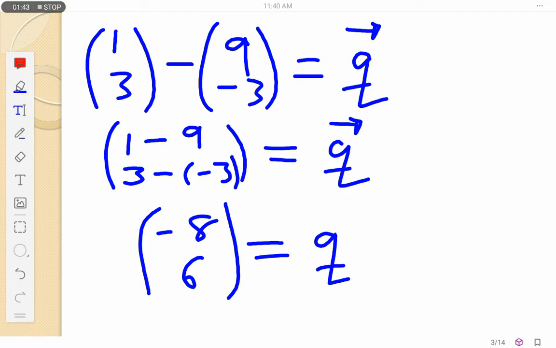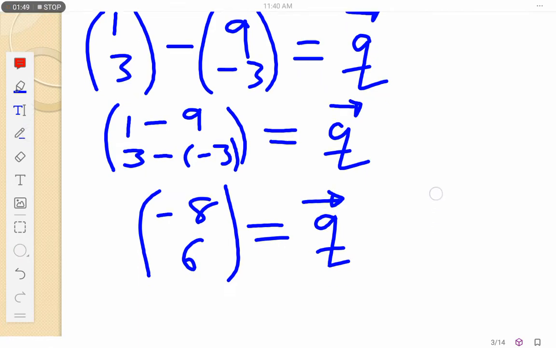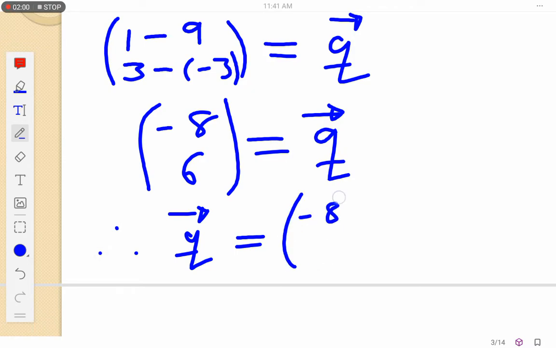You can rewrite it in the form starting with q. This is the correct way of writing q is equal to; we say therefore q is equal to (-8, 6). So we have answered the first part.